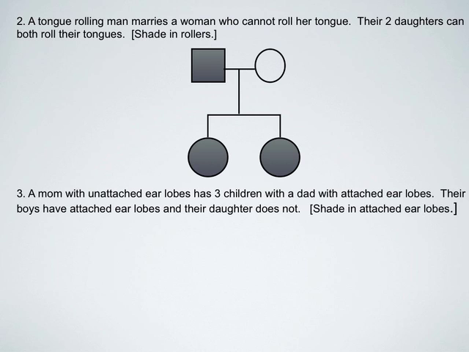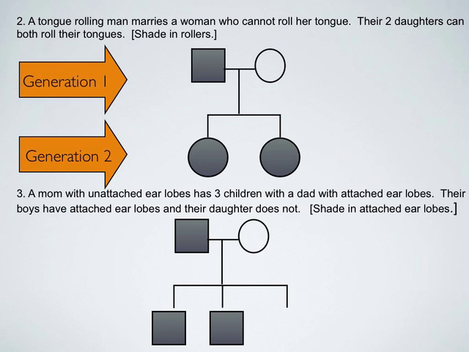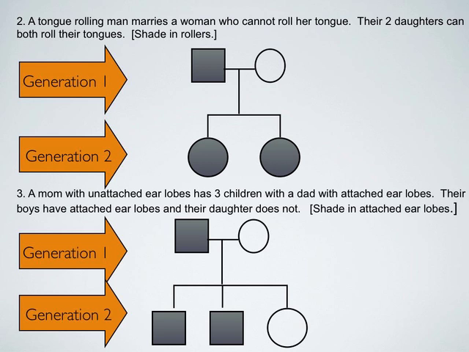All right, a mom with unattached earlobes has three children with a dad with attached earlobes. Mom with unattached, dad with attached, three children. Does dad always have to be on that side? Not necessarily. The order of the children is not really important for our purposes. They have three children: the boys have attached earlobes, the daughter does not. I put the boys on the sides and put the daughter in the middle.